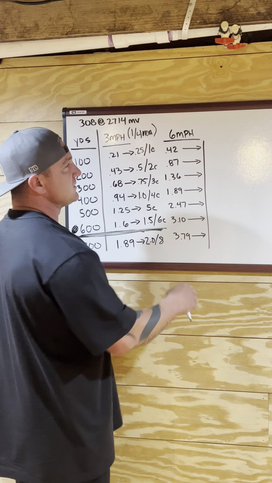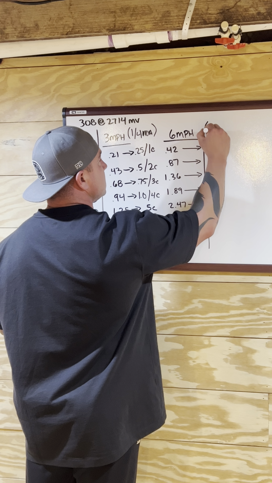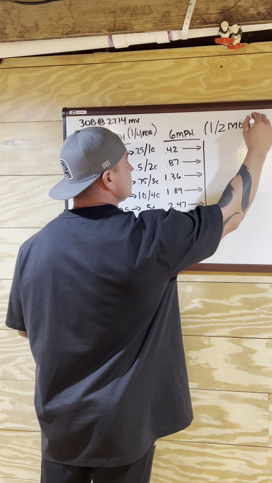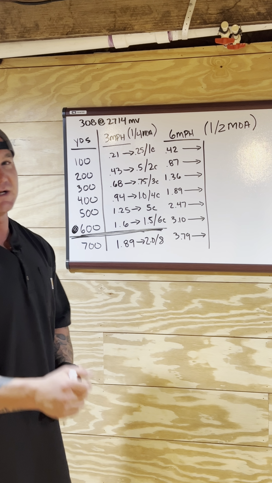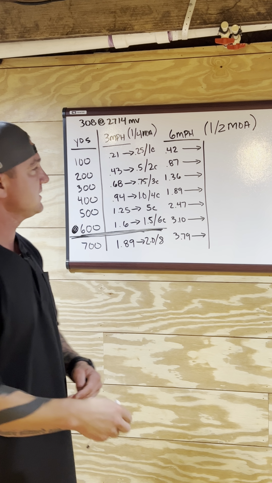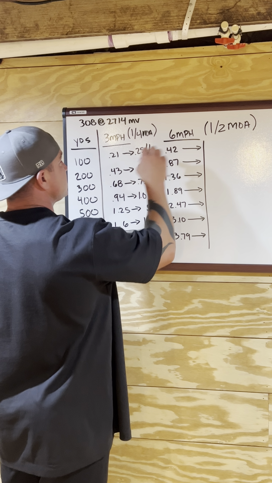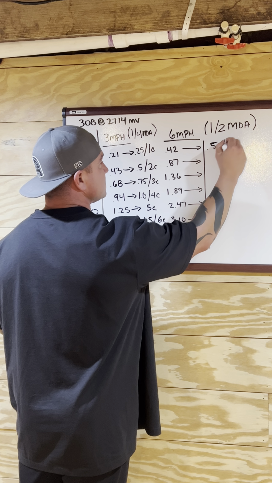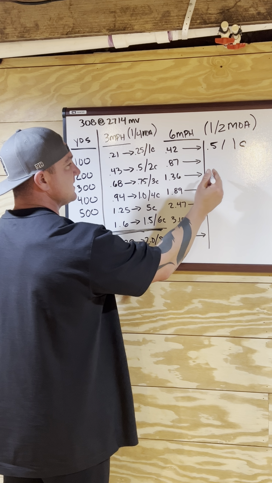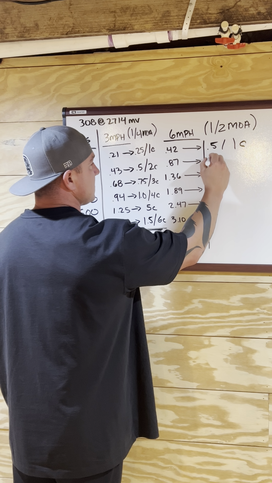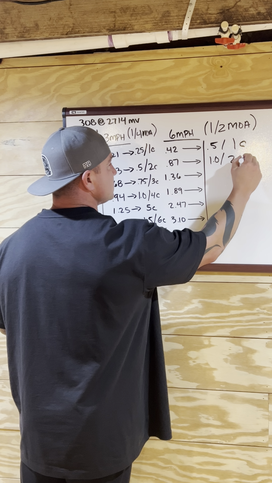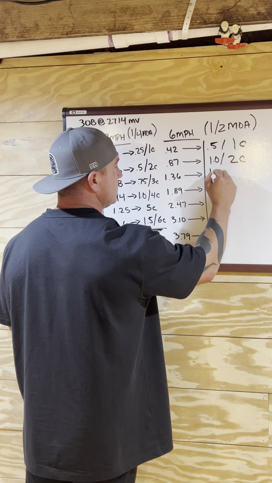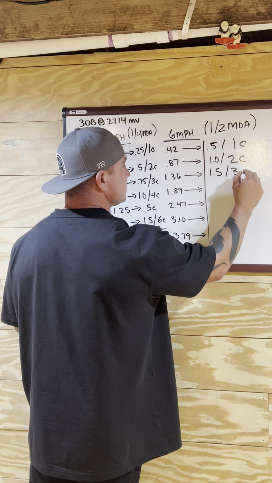Okay, if you're using half-minute adjustments on your scope, so our half MOA, we'll do the same thing real quick just to make it easy. Now we're trying to get 1 click per range. So at 6 miles an hour, 100 yards is going to give us 0.42, which we would round up to 0.5, which is 1 click. 0.87 for 200, which we're going to round up to 1.0, giving us 2 clicks. At 300, we get 1.36. We can round that up to 1.5, which is going to give us 3 clicks.